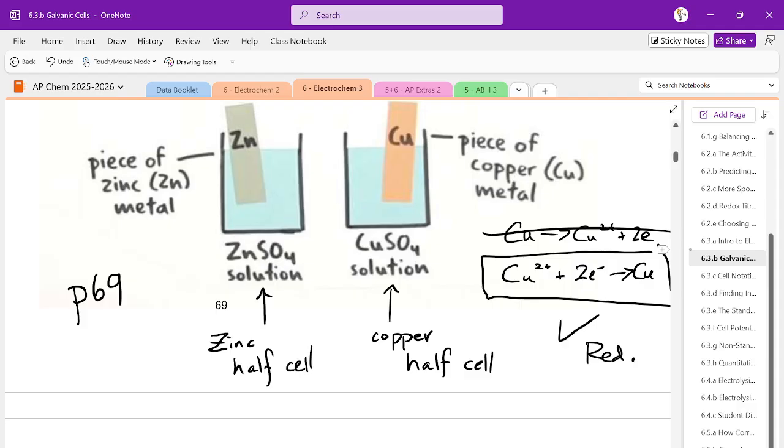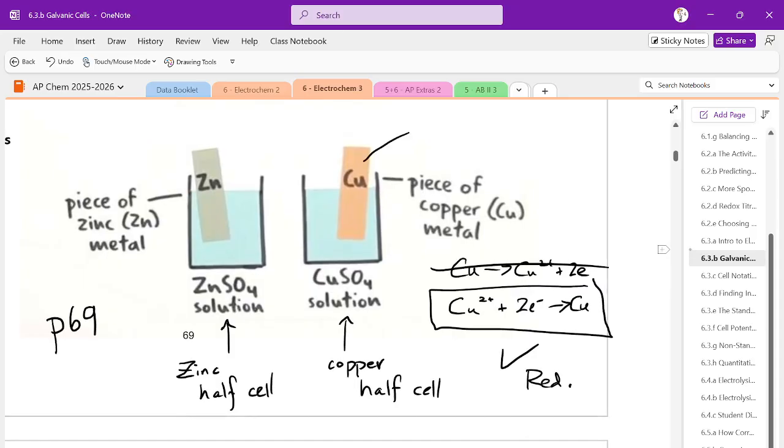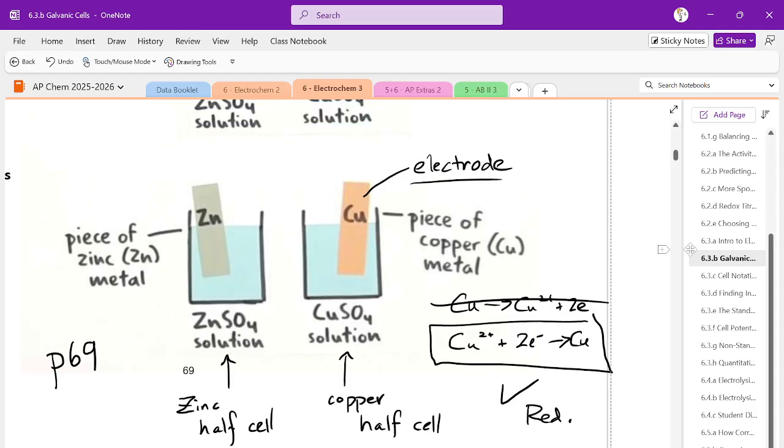Do you guys remember what we call the stick of metal? That's an electrode. And what do we call the electrode where we have reduction? Do you guys remember that one? That is called the cathode. So the reduction electrode is the cathode.